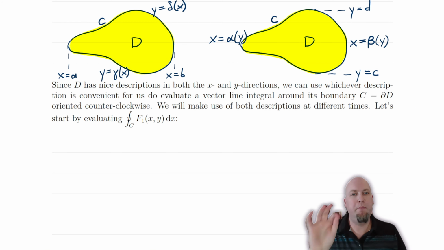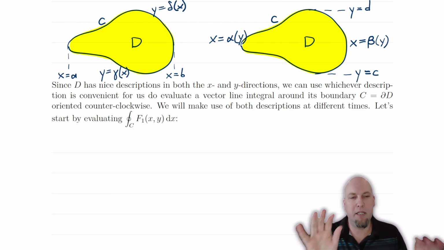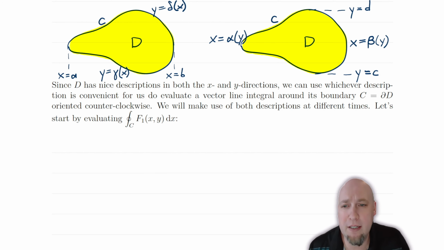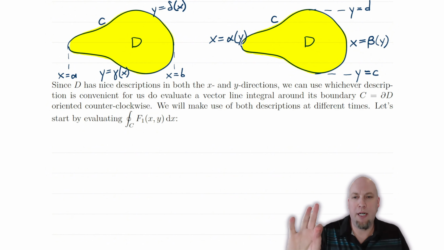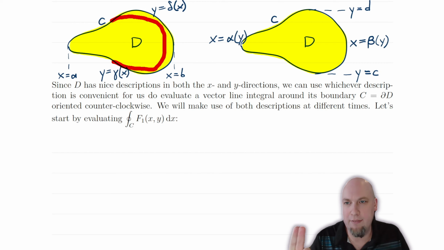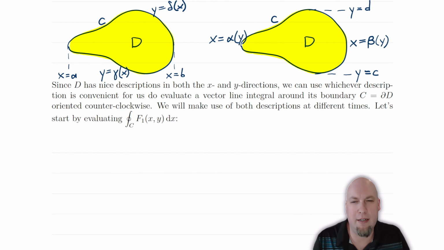Okay, and maybe before I even get onto that, I want to emphasize that I'm going to start off by computing the vector line integral around this region. I'm going to be trying to come up with an explicit formula for that. But actually, even before I do that, I'm not going to be computing the entire vector line integral. I'm going to be computing the first half of the vector line integral.